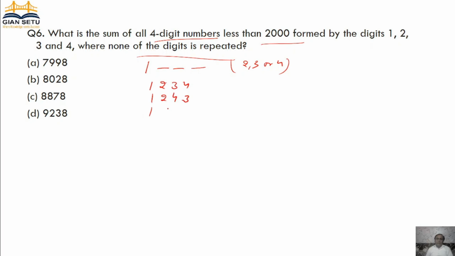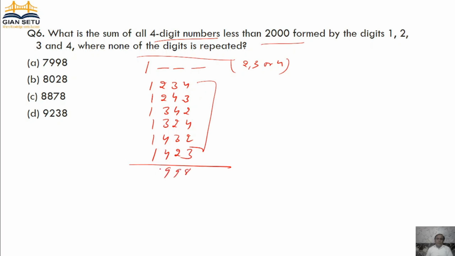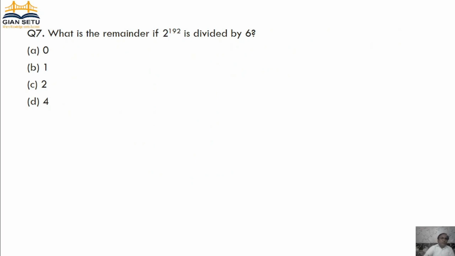Similarly, we can have 1, 3, 4, 2 and 1, 3, 2, 4, and similarly 1, 4, 3, 2 and 1, 4, 2, 3. Now if we add all these numbers, then the sum is equal to 8997. So the right answer is A here.